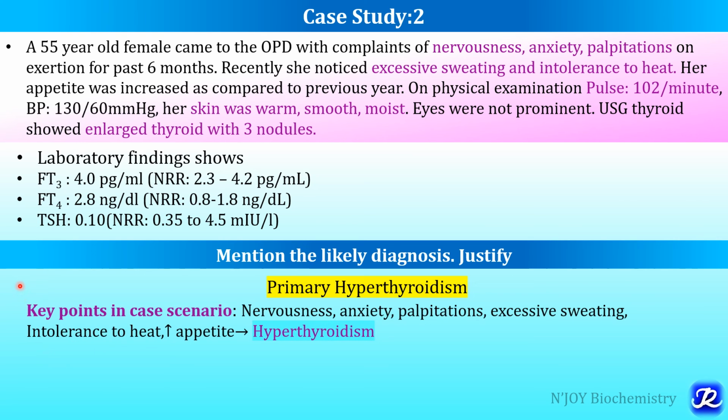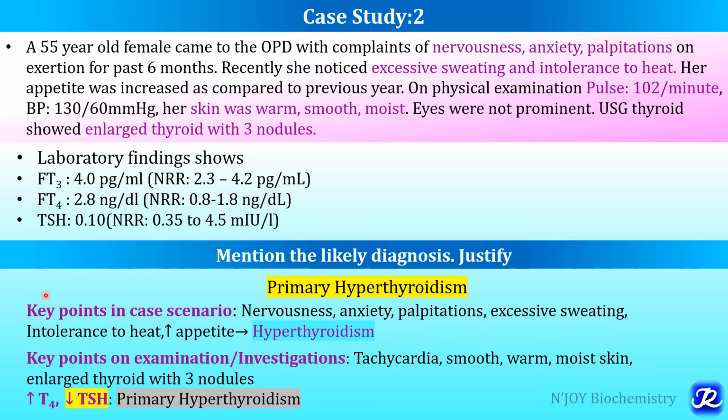Justification. The key points in the case scenario are nervousness, anxiety, palpitation, excessive sweating, intolerance to heat, increased appetite. All these are clinical features of hyperthyroidism. And key points on examination and investigation are tachycardia, smooth, warm, moist skin, enlarged thyroid with 3 nodules, and there is increased free T4 and decreased TSH. So this is indicative of primary hyperthyroidism.